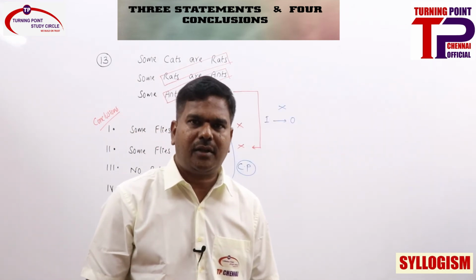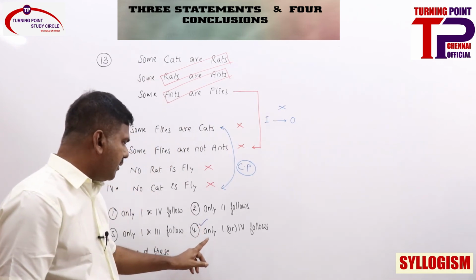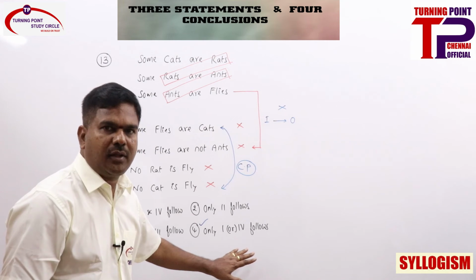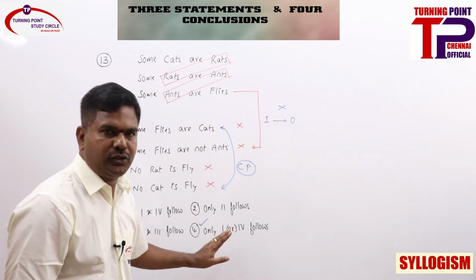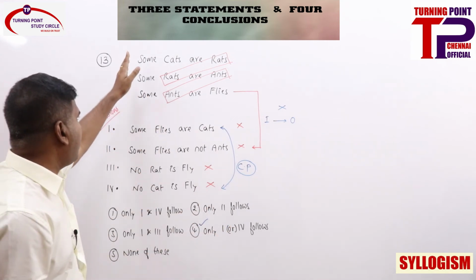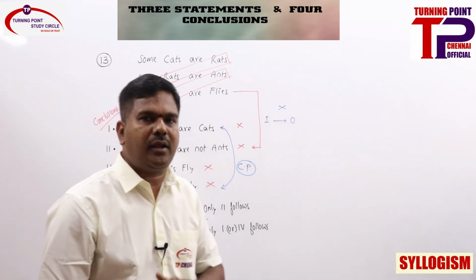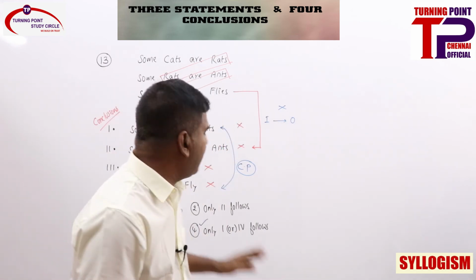But did you get the answer? You should have got the fourth one. Only 1 or 4 follows. That means either 1 or 4 follows. Other than that, you won't get any conclusion. So now see that it is already all are I statements. So based on I statements, you won't get any conclusion based on 6 rules.